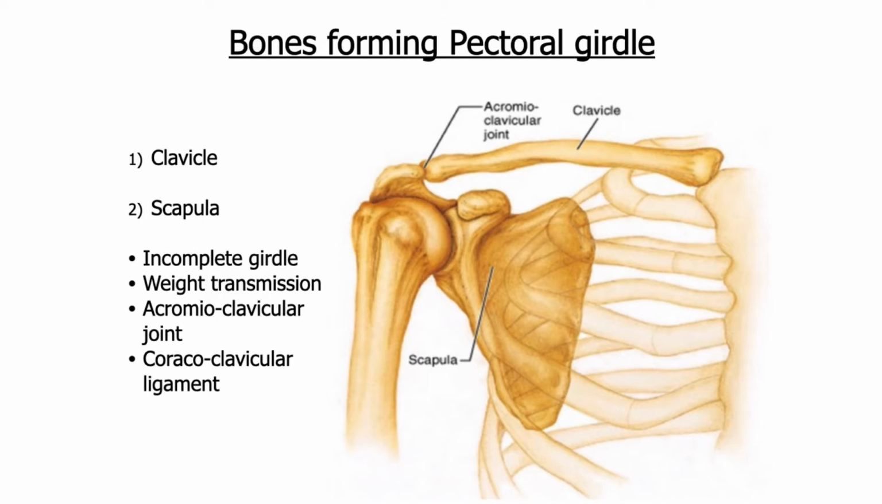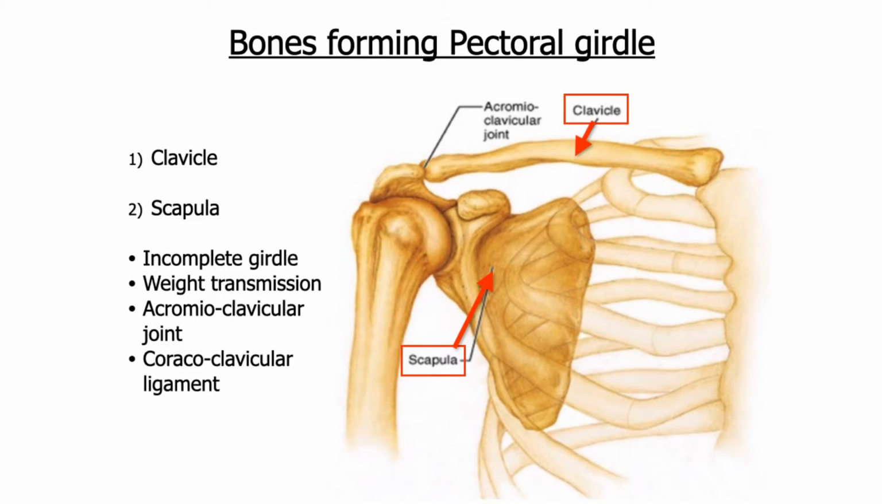You are aware of the term pelvic girdle. Likewise, in upper limb, we will study about pectoral girdle. Now, pectoral girdle differs from pelvic girdle in certain ways. Pelvic girdle is a complete girdle, unlike pectoral girdle, which is an incomplete girdle. This pectoral girdle is formed by two bones. One is clavicle and the other bone is scapula. And this pectoral girdle is basically useful in the process of weight transmission.